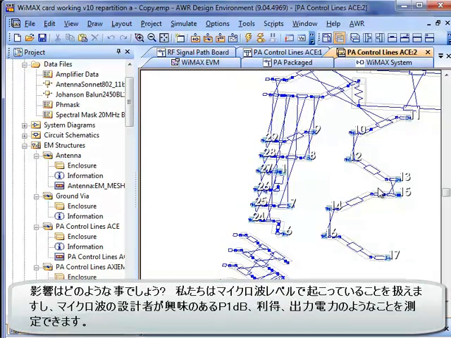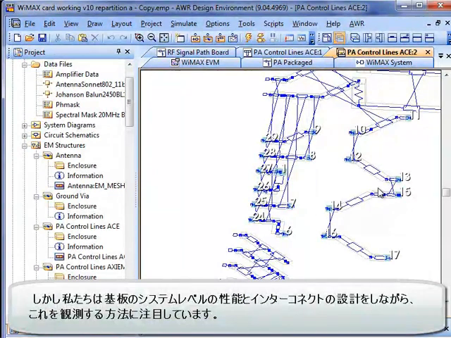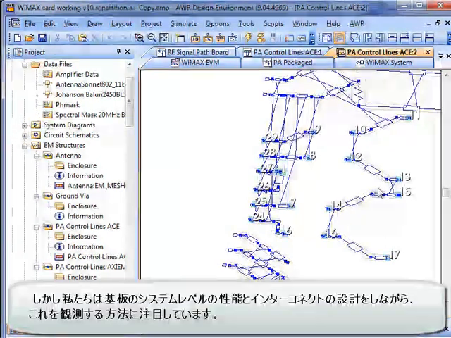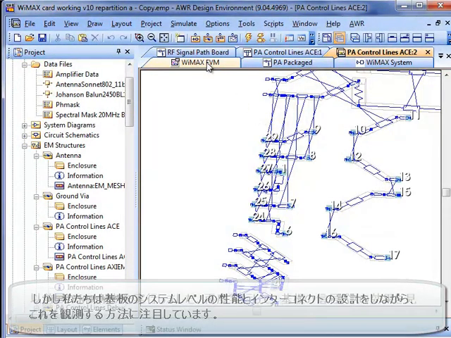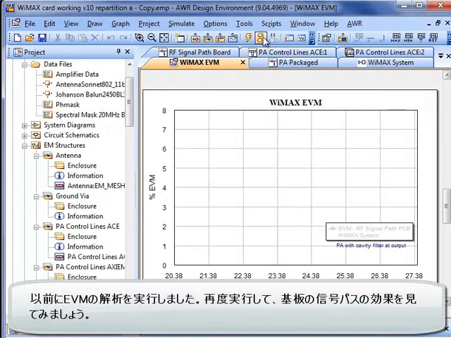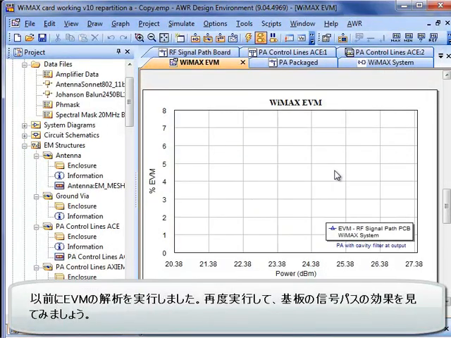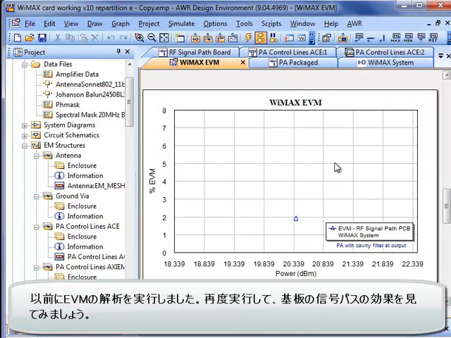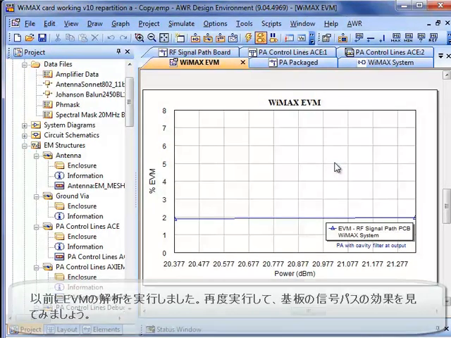We do care at the microwave level what's going on, and we can look at things like P1 dB, gain, power out, all the things that a RF microwave circuit designer would be interested in, but we've been focusing on what the system level performance of this board is and how we can look at that while we're doing this interconnect design. Well, I've run the EVM analysis previously, and let's run it again here. And we'll see what the effect is with and without the board, the signal path on the board.